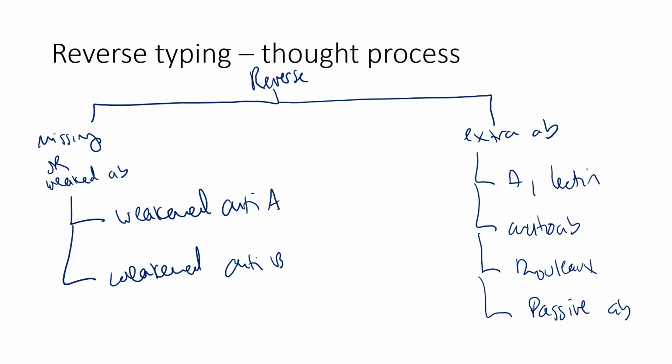So again, to go over our reverse typing discrepancies, we get a missing or weakened antibody. For example, in a group B individual, you might have weakened anti-A. In a group A individual, you might have weakened anti-B, or in a group O, you might have missing or weakened anti-A or anti-B. For our extra antibodies, you can have an anti-A1, which you would identify with your A1 lectin. You could have an autoantibody giving you extra reactivity. Rouleau is the stacking of coins, when the red cells stack because of excess plasma proteins, or you can have a passive antibody due to some other introduction of the antibody to the patient.